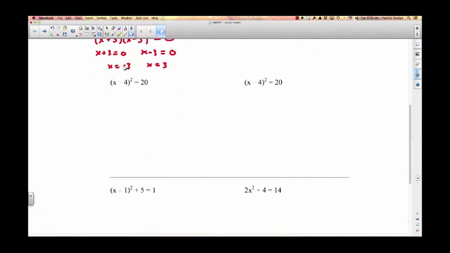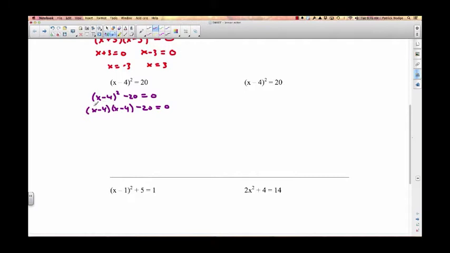Okay, next one, we're going to try to solve this by factoring. So to solve by factoring, we want to make it equal to 0. So let's move the 20 over. So (x minus 4) squared minus 20 equals 0. Oh, you know what we're going to have to do now? You're going to have to expand this. So (x minus 4) squared is the same as (x minus 4) times (x minus 4). Then you're going to take away 20, and it equals 0.